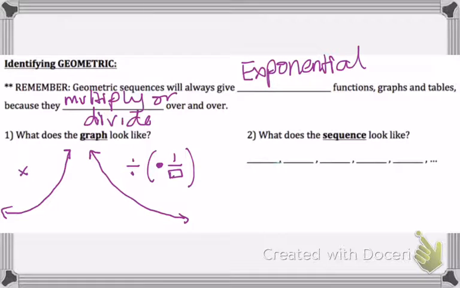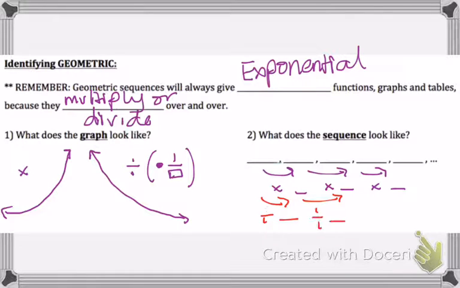So what does the sequence look like? We would have times something, times something, times something, or we might have divided by something, and then divided by something, etc.